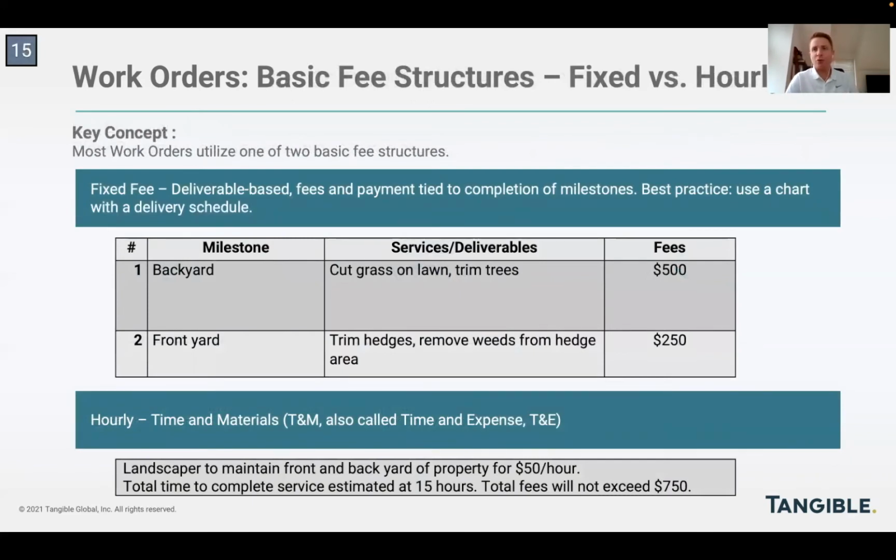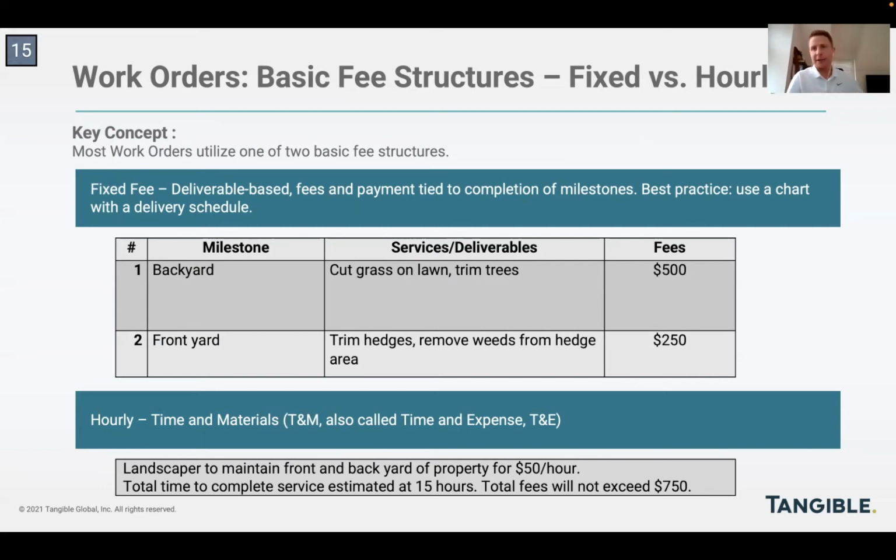So on to the second rule of contracting. First rule being, what are we buying? Second rule, how much are we paying for it? We'll discuss two common and basic fee structures that you'll see very commonly in order forms, specifically work orders. The first is a fixed fee model, and the second is an hourly model. Under a fixed fee model, a buyer will pay a fixed price to the vendor for the successful completion of a certain discrete task.